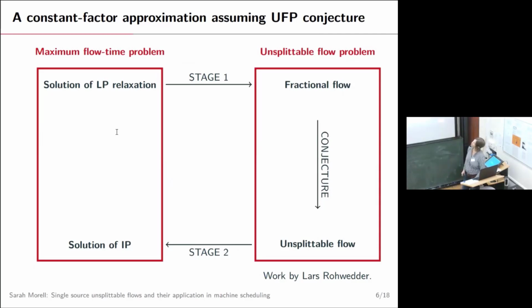So we start with the maximum flow time problem, and we reduce it to this unsplittable flow problem. This will be the first time we're working with the solution of an LP relaxation, turn it into a fractional flow. I will show you what kind of graph we're having and how to translate it to a fractional flow. This fractional flow gets actually turned into an unsplittable flow via this conjecture we're assuming. And then the unsplittable flow, as a second step, can be translated to a solution of the IP. And actually, we're going to see that the analysis turns out to give a constant factor approximation.